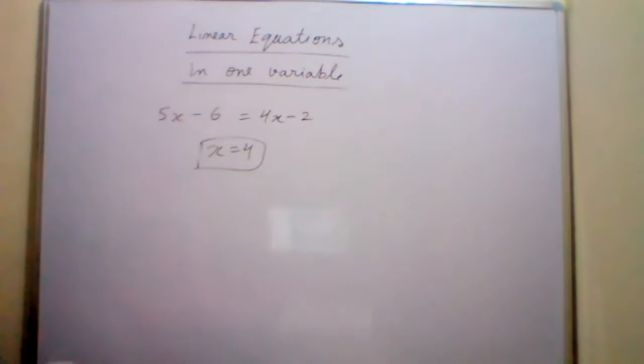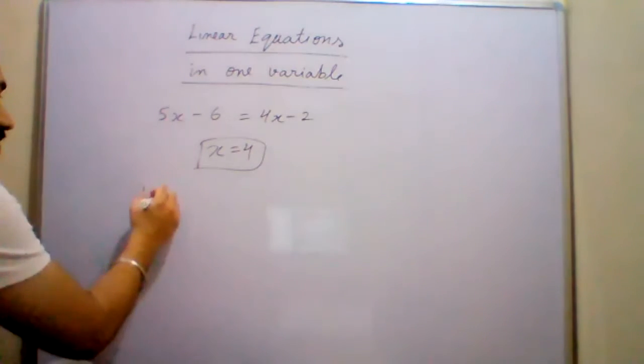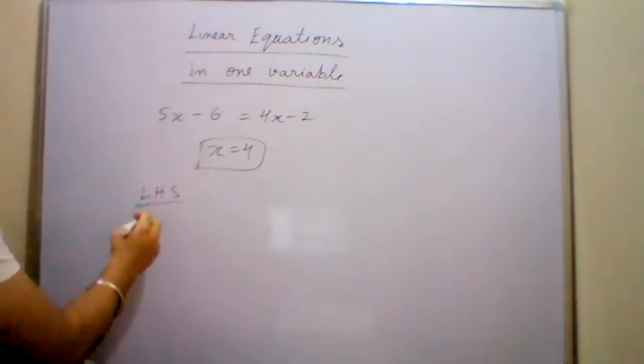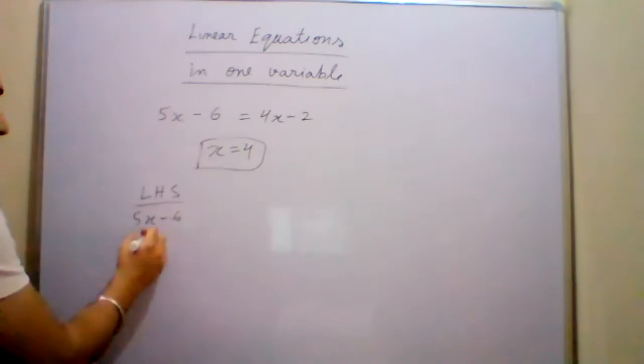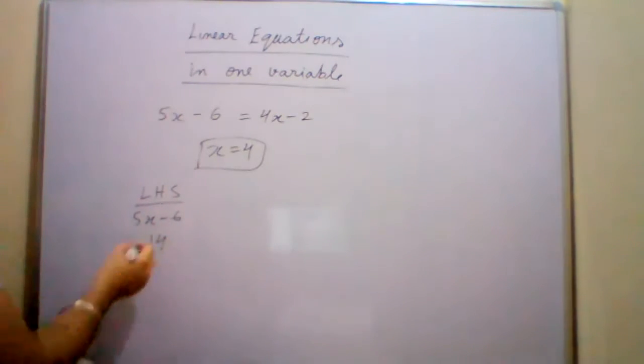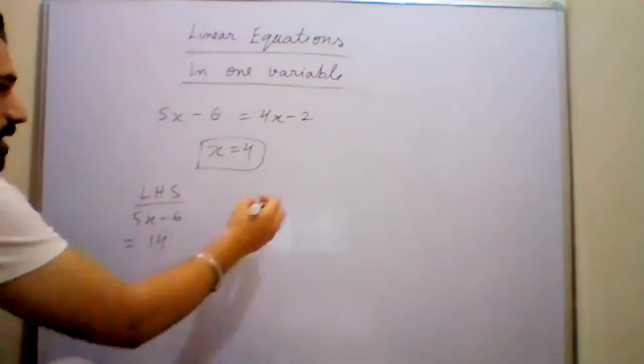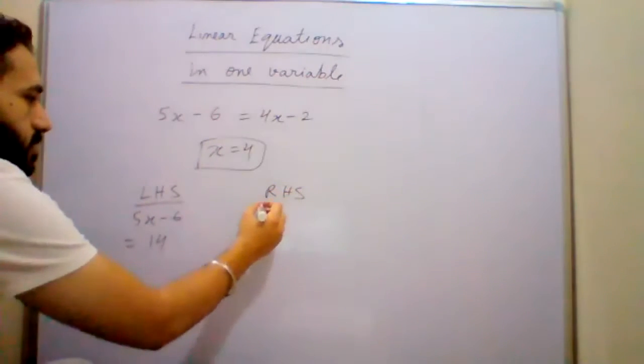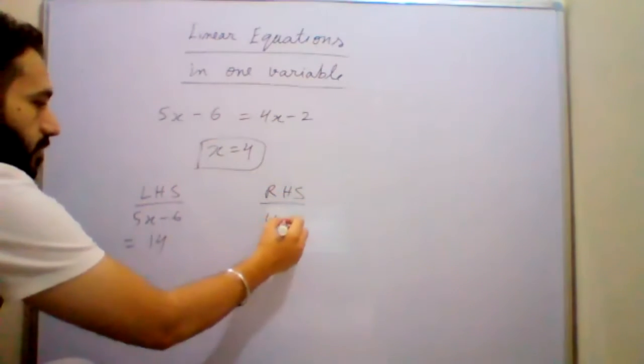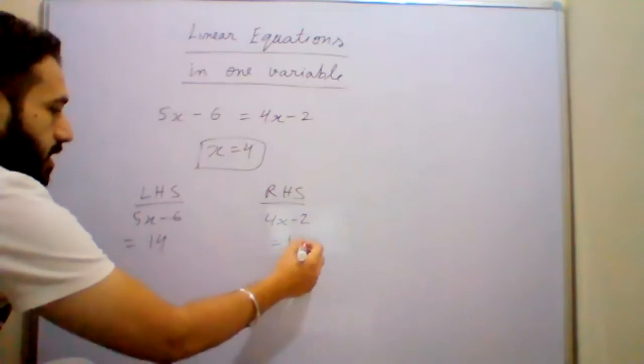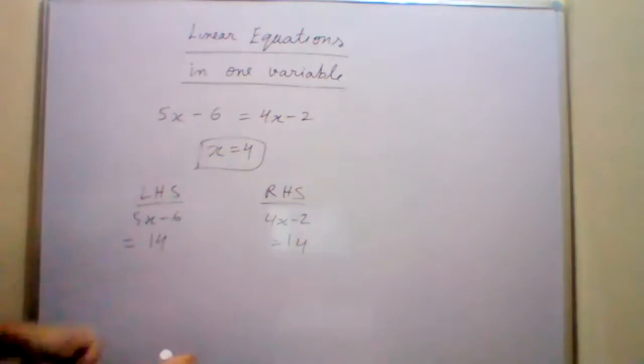That method is known as the written trial method. In Hindi we call it tukka maro method. We put the value of x in the LHS, 5x minus 6. If you put x equals 4 here, you will get 14. And if you put x equals 4 in 4x minus 2, then also you will get 14. First we tried with the value 3.